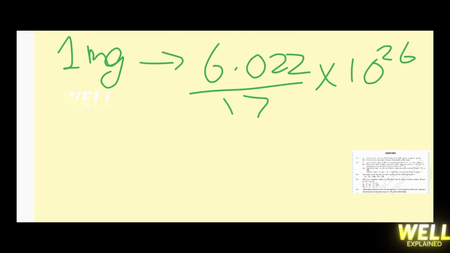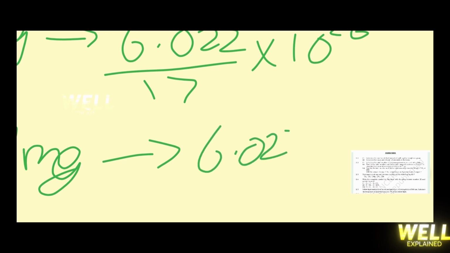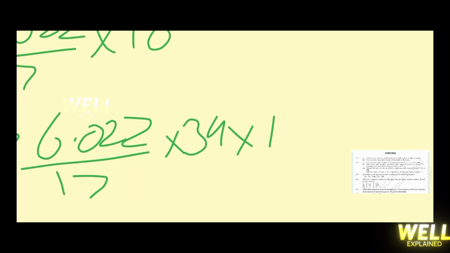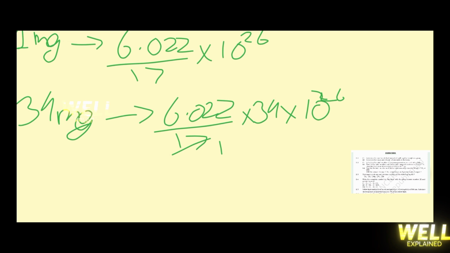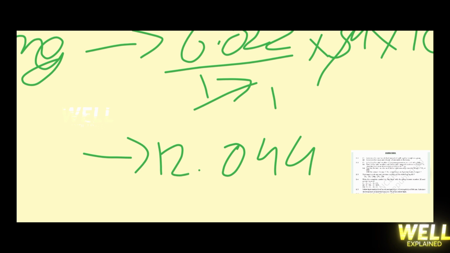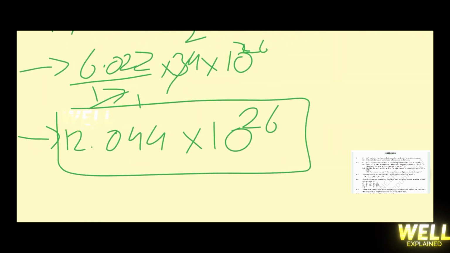In the question it is asking for 34 milligram. So I will have 6.022 divided by 17 into 34 into 10 to the power 26. This goes by 17: 17 ones are 17, 17 twos are 34. I have here 12.044 into 10 to the power 26. These many protons are there in 34 milligram NH3.